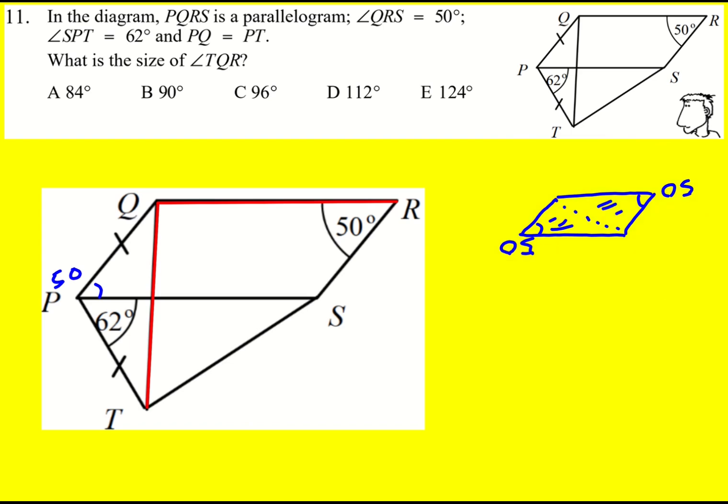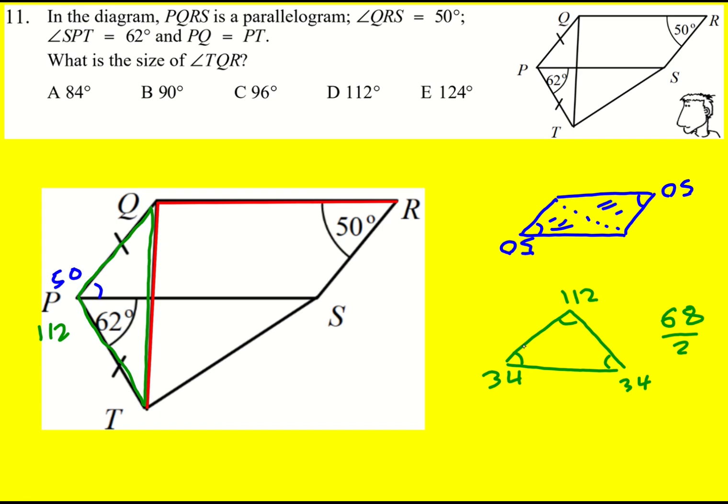Right, now we can focus on the isosceles triangle because we've got one of the angles inside it. So this angle turns out to be 112 when you add 50 and 62. If you subtract from 180, it gives 68. And then because these two are the same, we divide by 2. Each one is 34. Importantly, up here is 34.